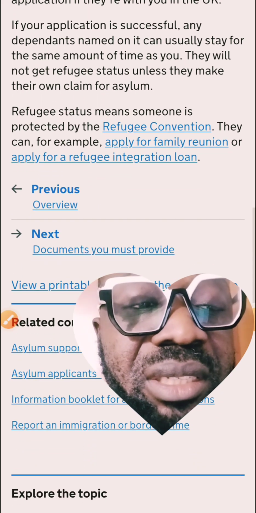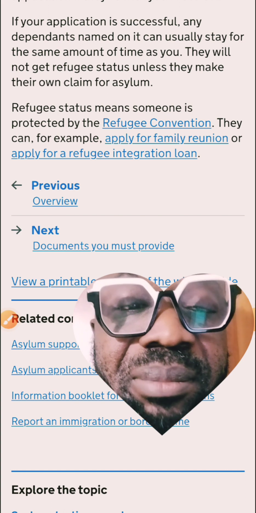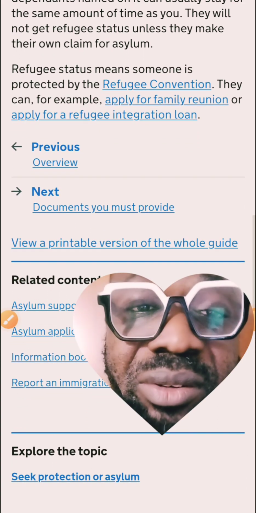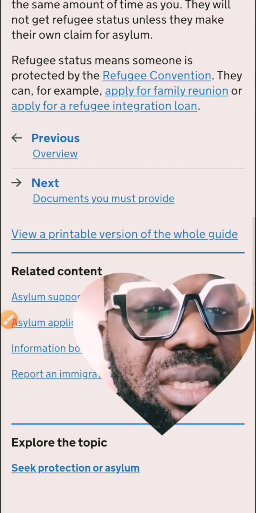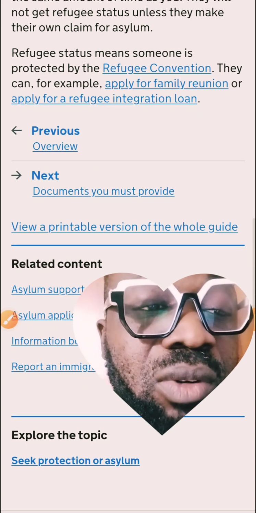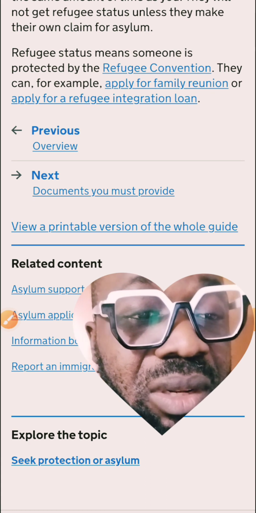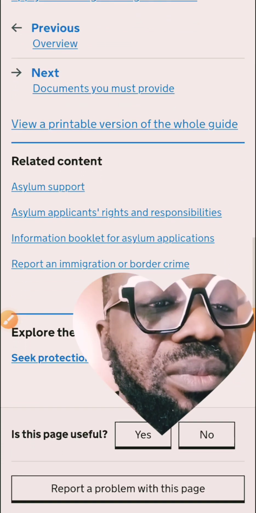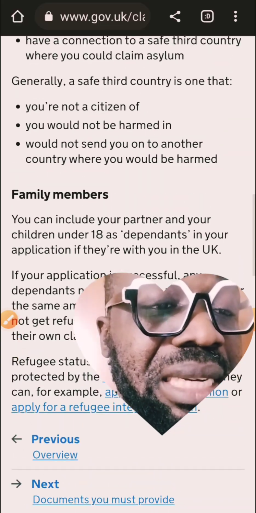If your application is successful, any dependent named on it can usually stay for the same amount of time you're granted on your asylum document. They will not get refugee status anyway, unless they make their own claim for asylum. So you have to make a claim for every one of them. So that is the eligibility.